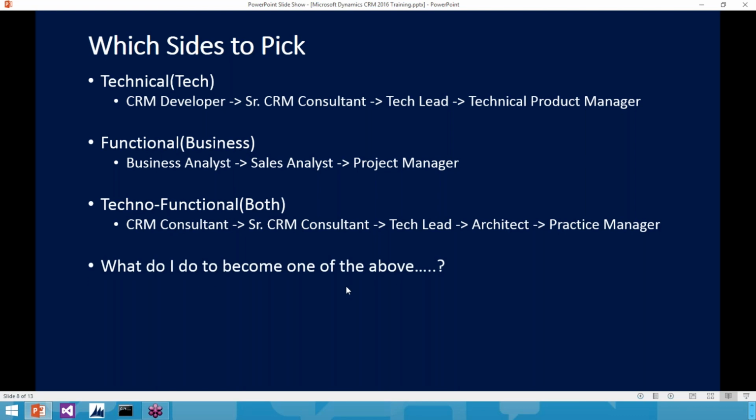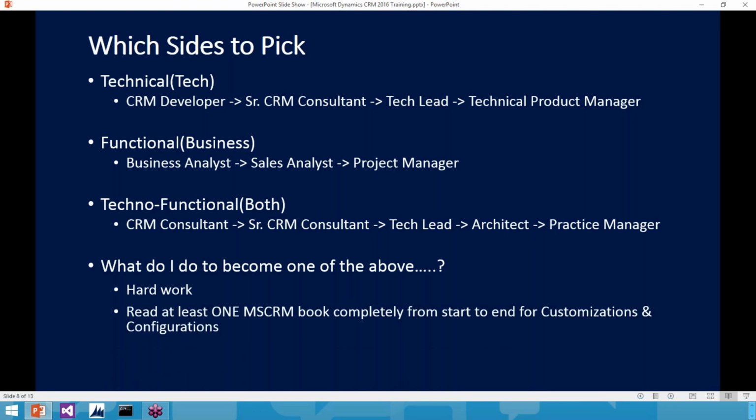And what do you guys have to do to become one of these, to land up in one of these positions? Very first thing, you would have to do a lot of hard work. Read at least one CRM book completely, start to end, for customizations and configurations. If you can complete these two books, it will put you in a very good spot with interviews or in your day-to-day development activities when you are in a job. It will help you a lot.